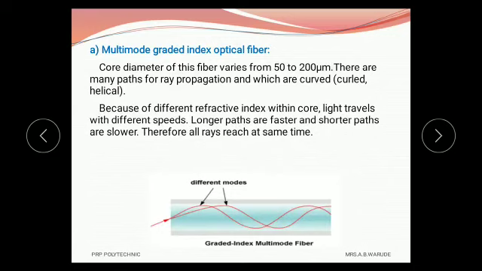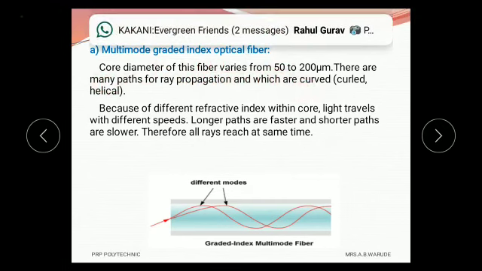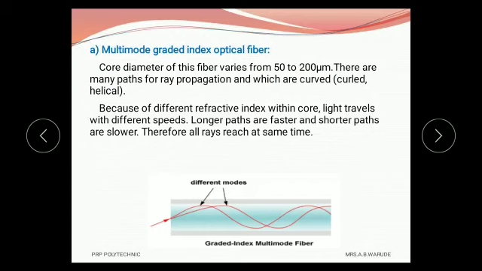Then, multimode graded index optical fiber. This is a type of graded index optical fiber. In this, the core diameter of this fiber varies from 50 to 200 micrometer, and there are many paths for ray propagation, which are curved. Because of different refractive indices within the core, light travels with different speeds, and longer paths are faster and shorter paths are slower, and therefore all rays reach at the same time. See this diagram.